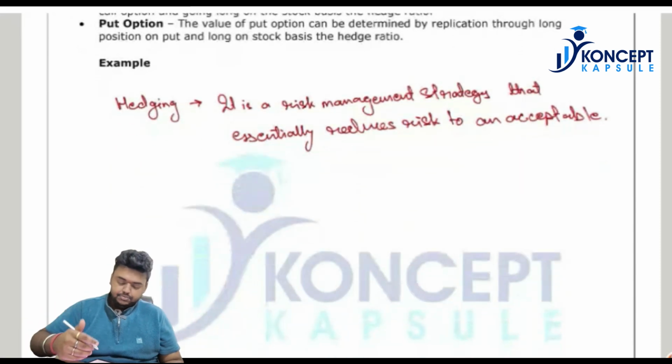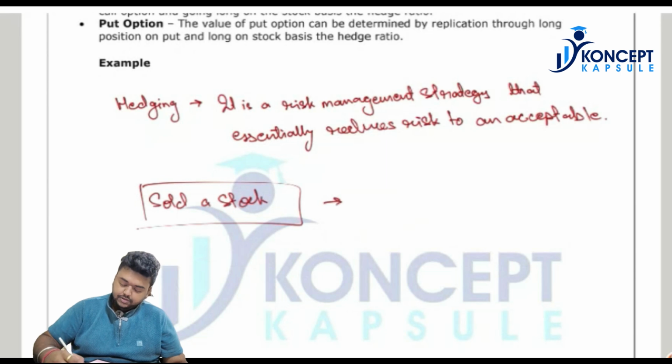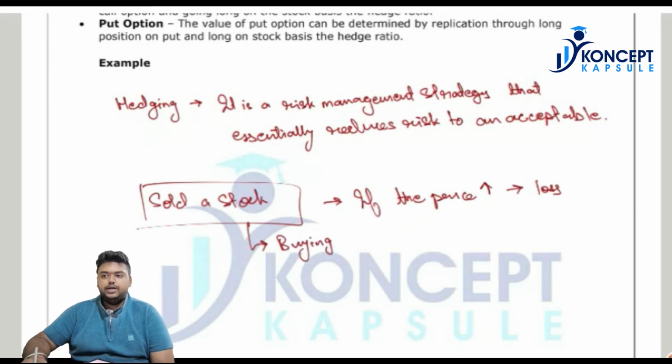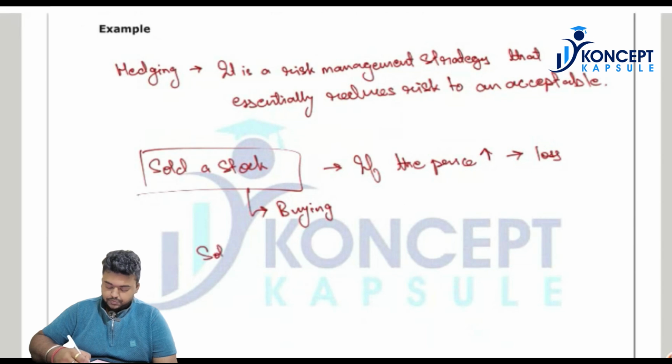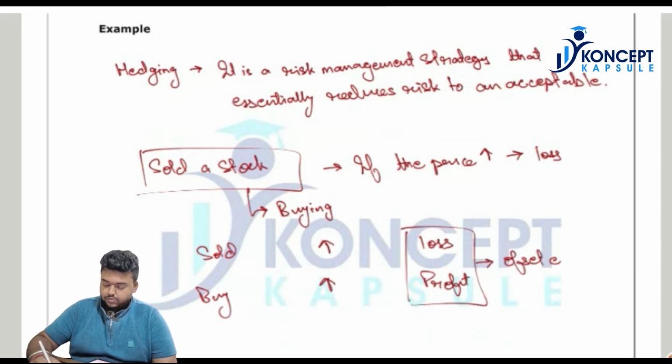Okay, so for example, if suppose we have sold a stock, which means that if the price increases, we will incur a loss. Yes, so this is a risk to us. So someone might hedge by buying a stock. How will buying a stock reduce the risk? When the stock is sold and the price increases, I am having a loss. But if I buy a similar quantity of stock and the price increases, I will have a profit. So this profit and loss offset each other. Guys, yes or no?